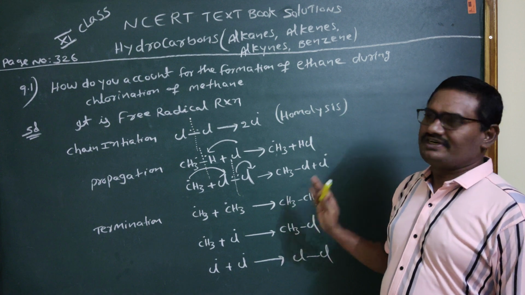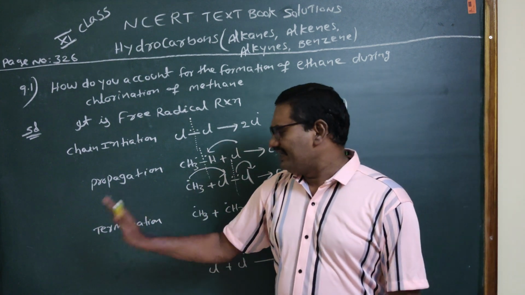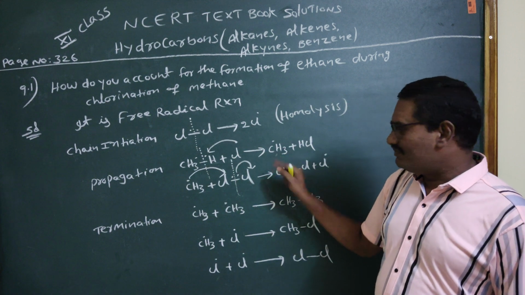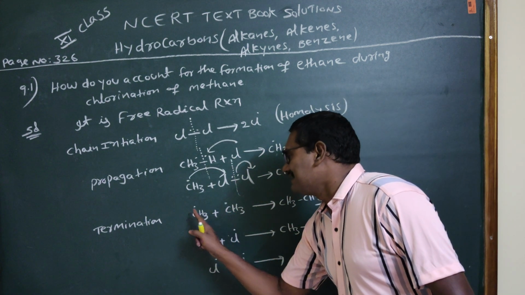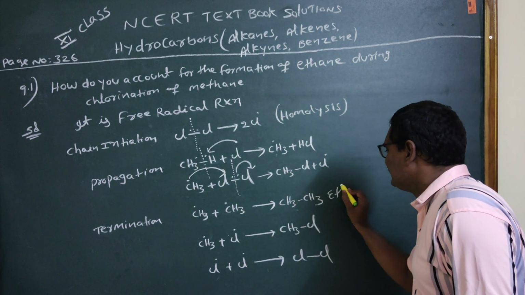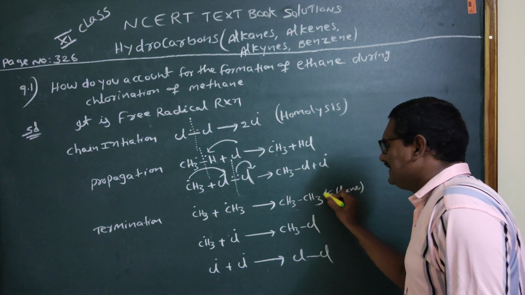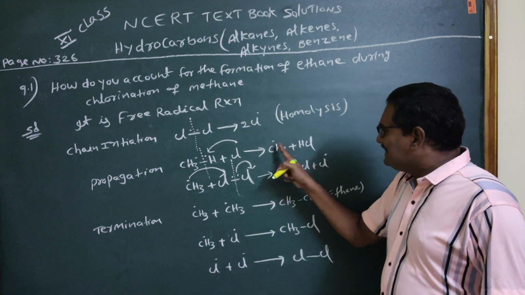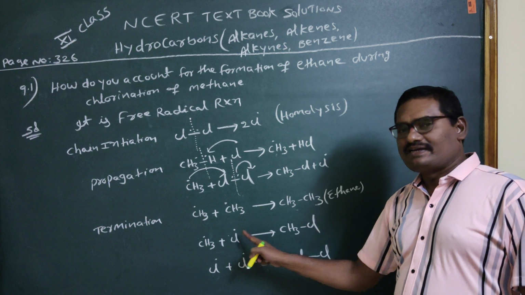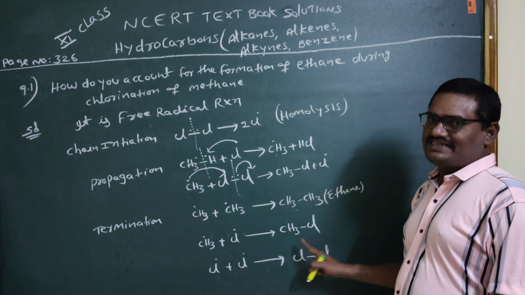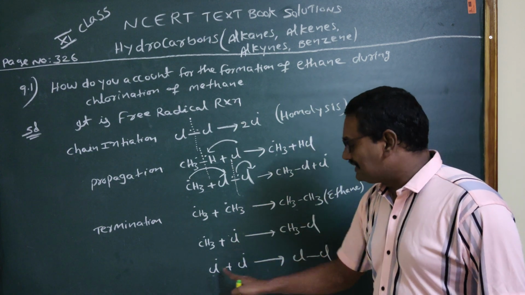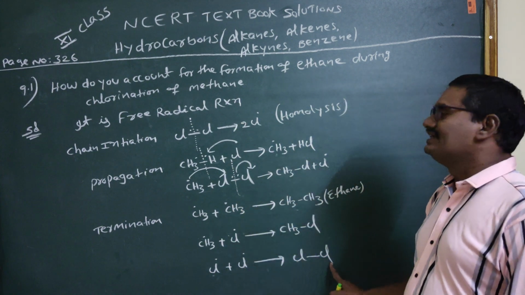Finally, in the termination step, CH3 free radicals are formed. Two CH3 free radicals combine to form ethane. So ethane is formed. Then a CH3 free radical plus a Cl free radical becomes CH3Cl, methyl chloride. Then one Cl free radical with another Cl free radical gives Cl2.